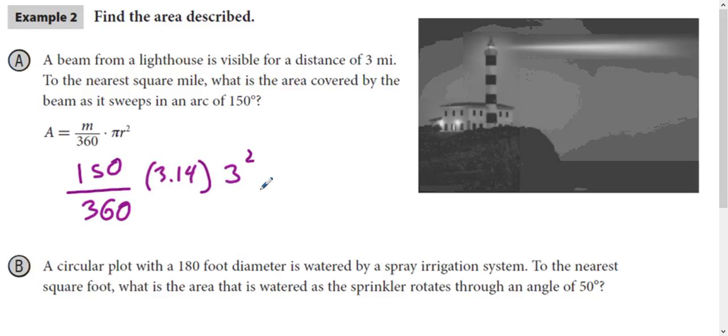So multiply across, divide by 360. You get 11.775 miles. To the nearest square mile, that's going to be 12 square miles.